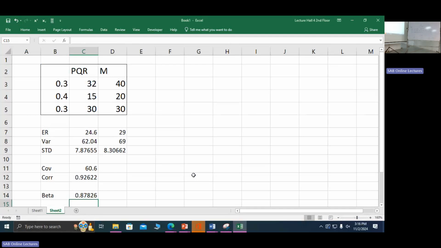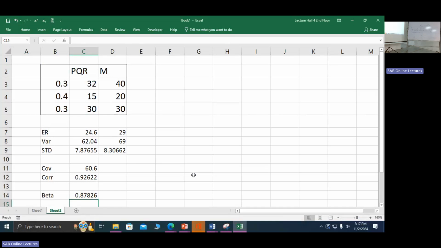What is the benchmark? 1. Always, for the market portfolio, the beta coefficient is 1. Compared to 1, now it is less than 1. So it is low, not high. If it is, say, 1.87, the systematic risk is higher than the market, so that is high systematic risk.